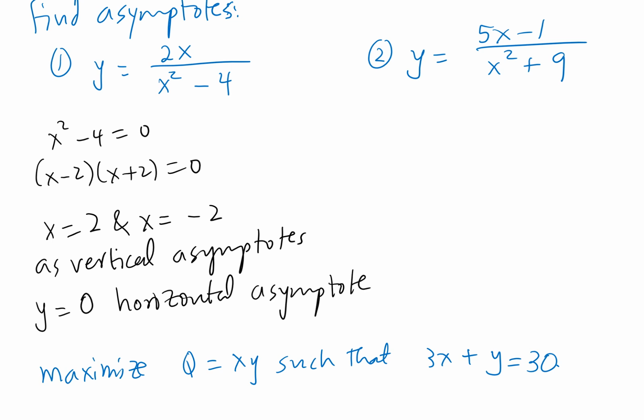That's for this one. Similarly, for this one, y equals 0 is a horizontal asymptote. HA means horizontal asymptote. Now, if I set the denominator equal to 0, this will never be 0. No vertical asymptote.